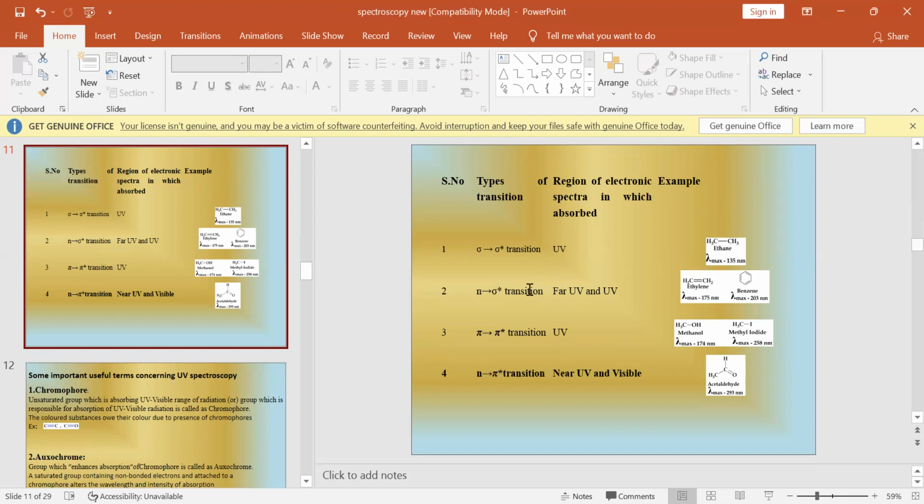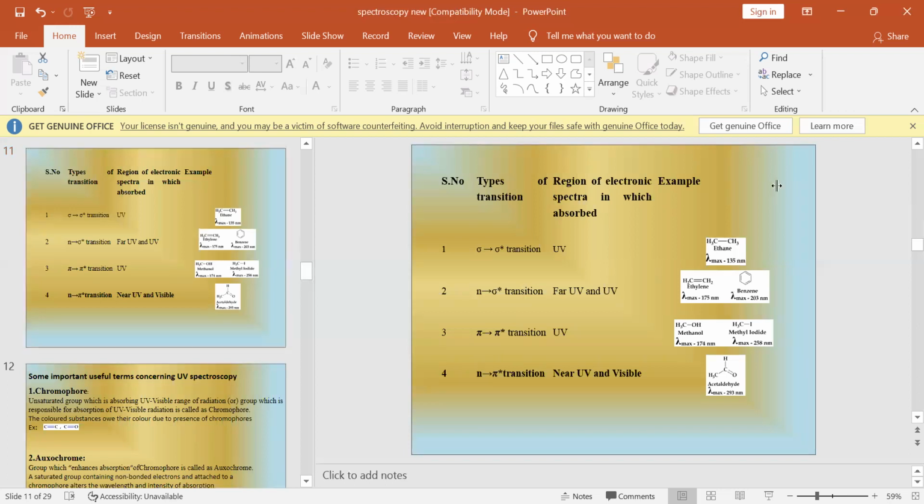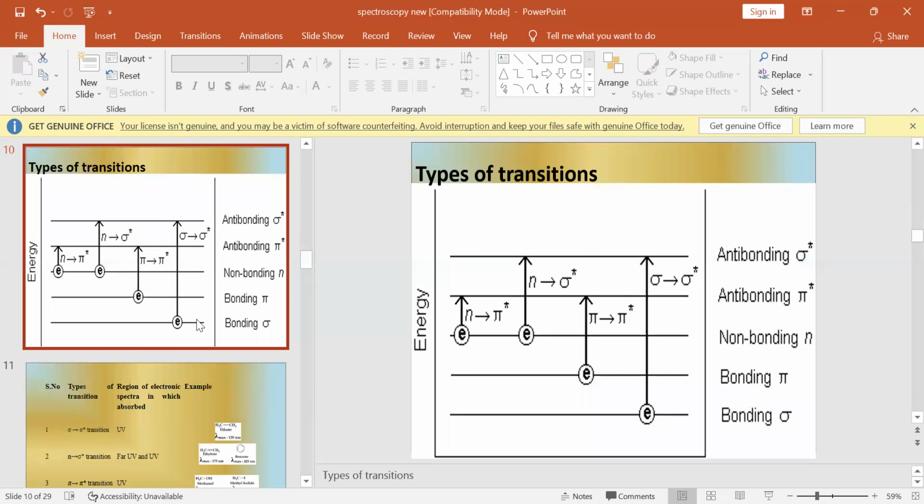An electron in the bonding sigma orbital of a molecule is excited to the corresponding anti-bonding orbital by absorption of electromagnetic radiation. Sigma to sigma star transition requires large energy.